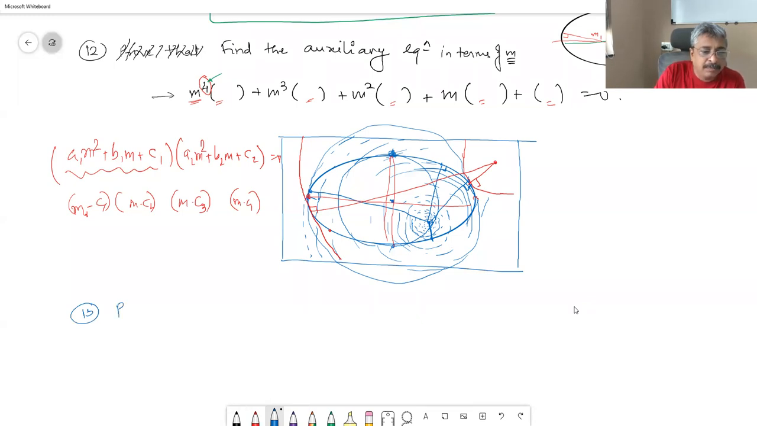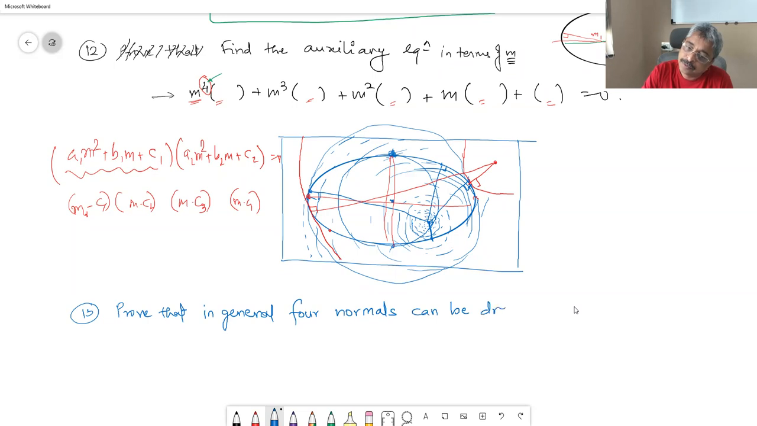Prove that in general, four normals can be drawn from any point. Where is my cursor? Why is the cursor behaving badly? Can be drawn from any point to an ellipse.